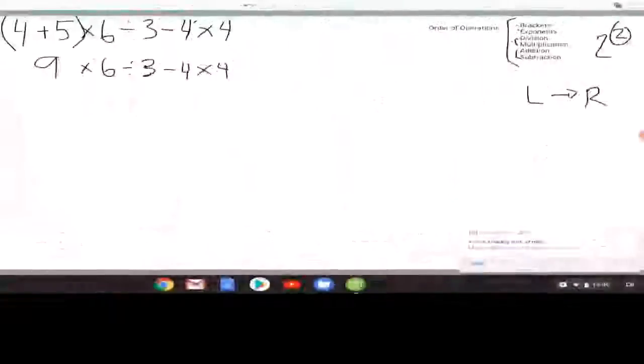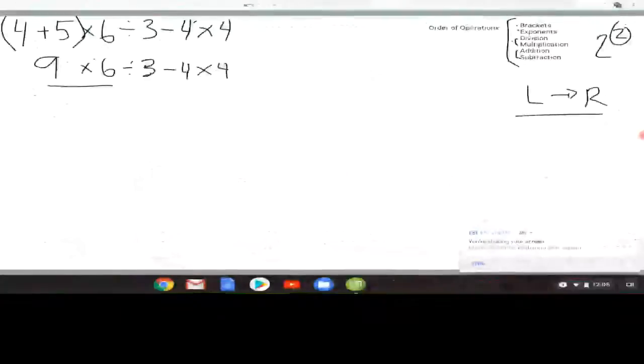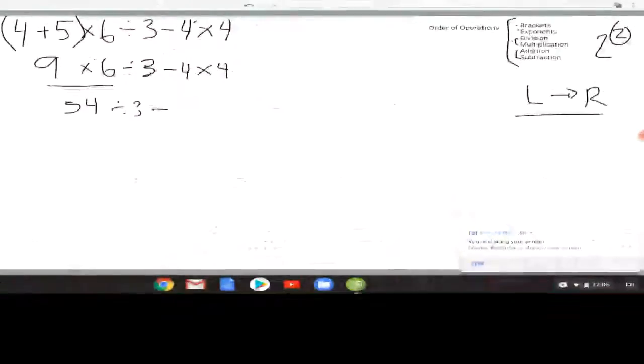So remember, we need to follow this rule, left to right. So what's on the left first? Well, 9 is being multiplied by 6. So 9 times 6 equals 54. And then again, we bring the rest of our problem down. So 54 divided by 3 minus 4 times 4.